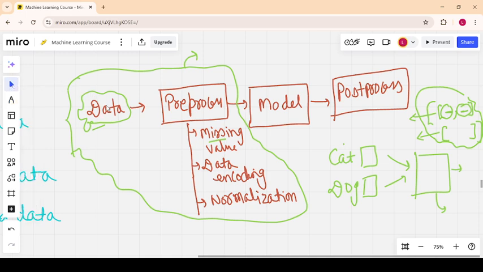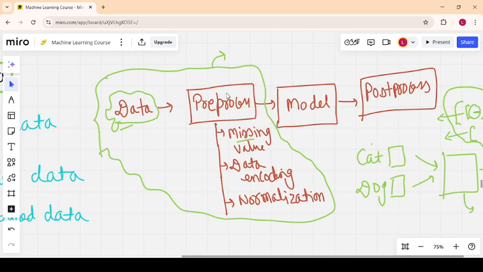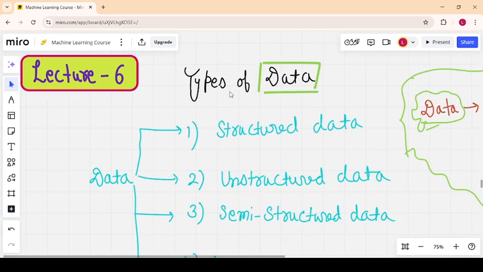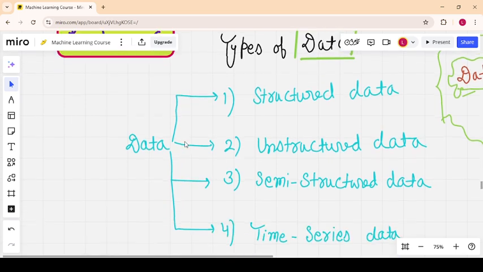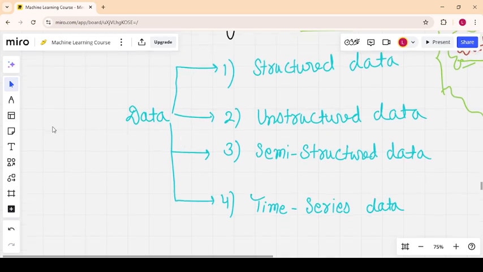I think you got a whole understanding of how data is passed through a pre-processing pipeline. It goes through a number of operations and transformations, and is then fed to the model. Then we do the post-processing, and we get the required output. Okay. So in this lecture, I will discuss different types of data in machine learning. So first is structured data.